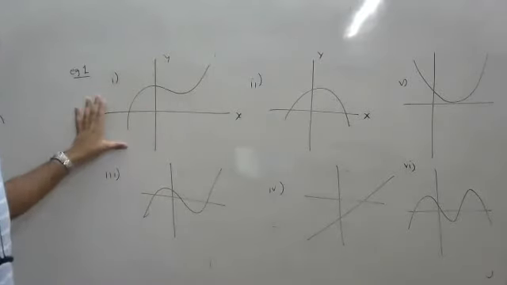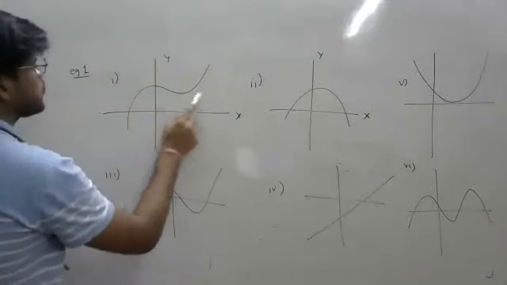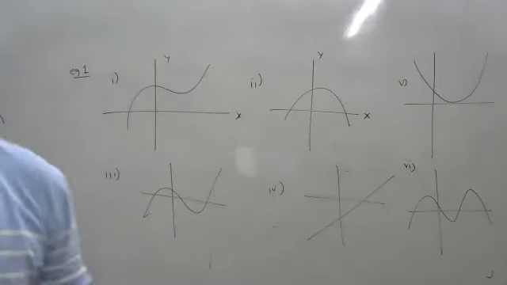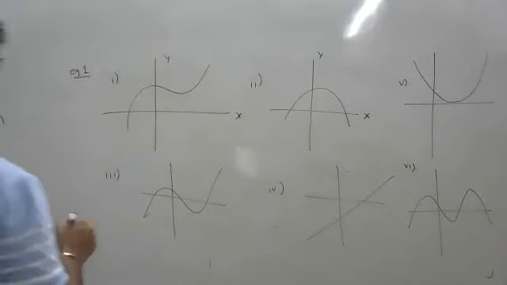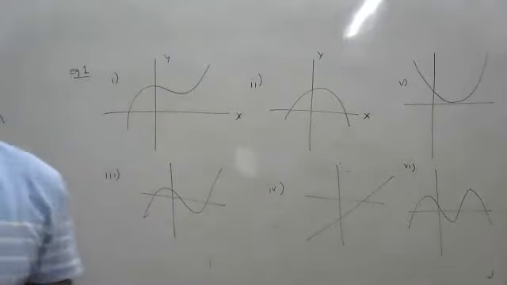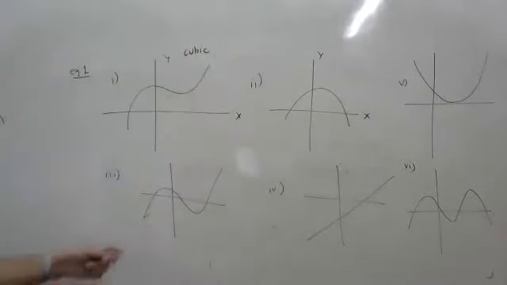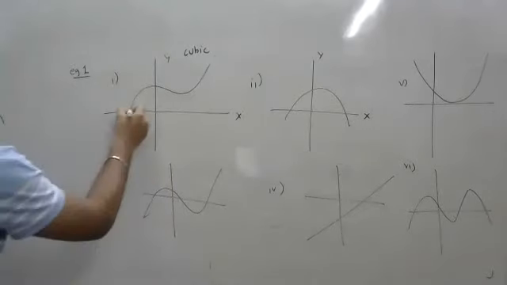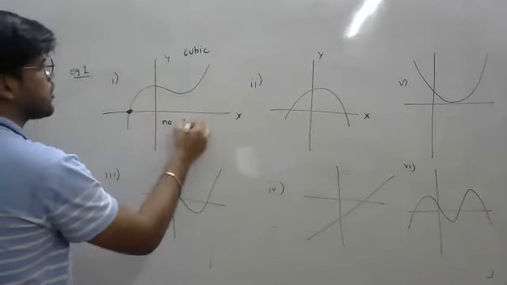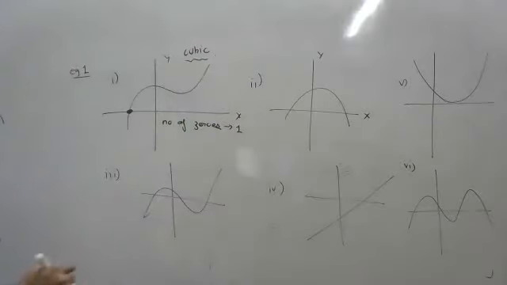So if you look into this first graph, what do you think? What type of graph is it? Here the graph is curving two times. Quadratic? Think again. Will it be quadratic? Linear? Cubic. It's cubic, correct. So it will be a cubic equation. And how many zeros is it having? One. Yes, correct, because it is intersecting the x-axis only at one point. Therefore, the number of roots, number of solutions is one, and the equation is cubic.